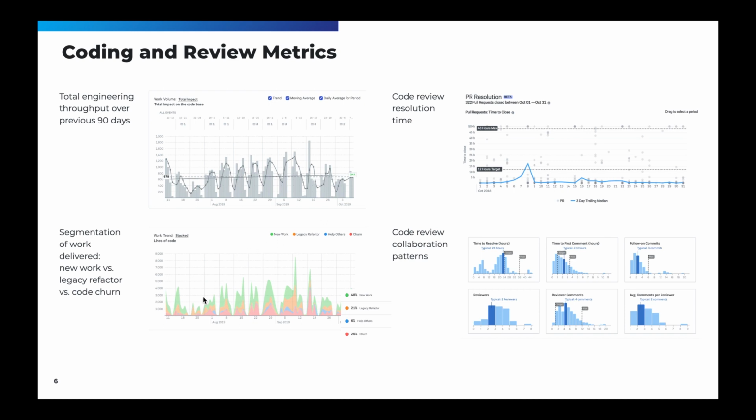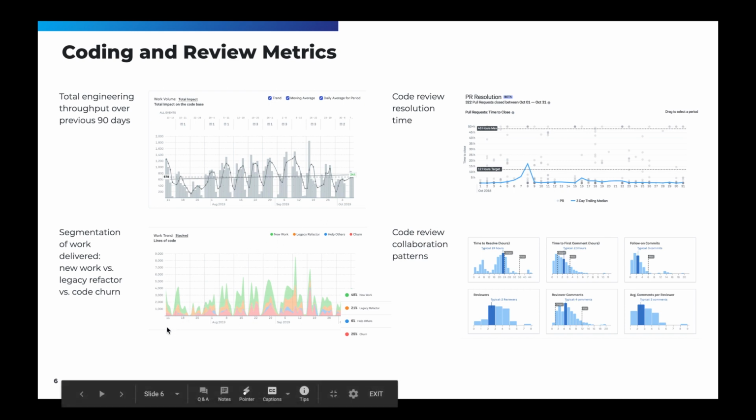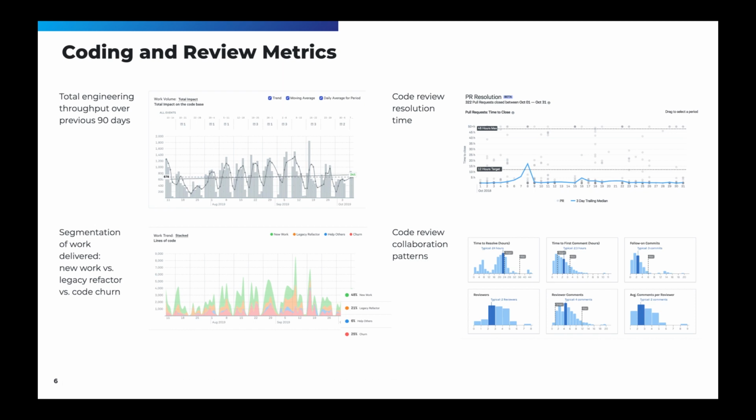Bottom left, we typically spend a little bit more time talking about the specifics here because this is interesting, especially to technical people. Our ability to segment out the type of work that is delivered. So what we're looking at is the type of code that's being delivered. Here in green is new work, brand new code that does not update or edit any existing code. Here in orange is legacy refactor, aka paying down technical debt.